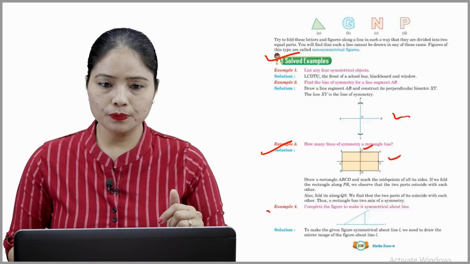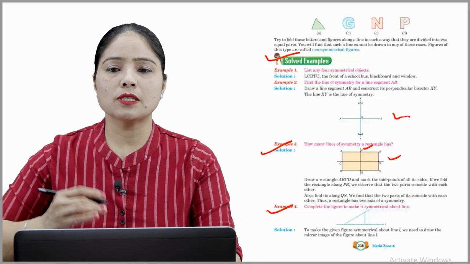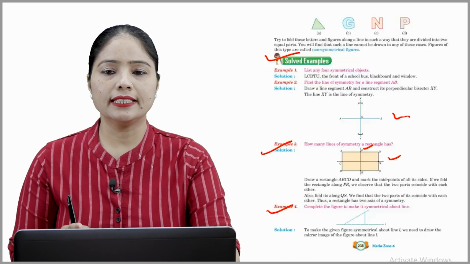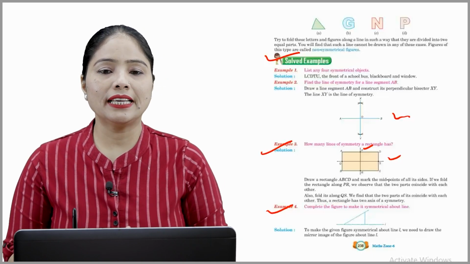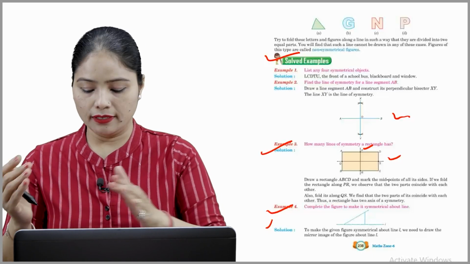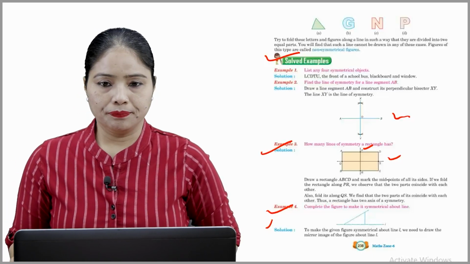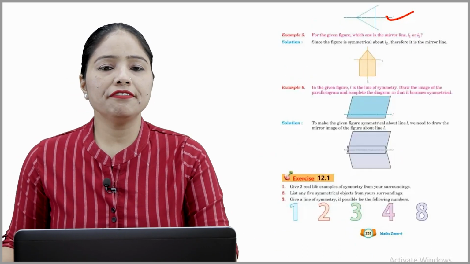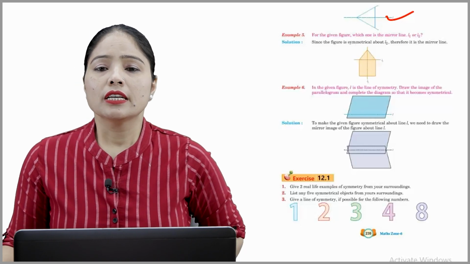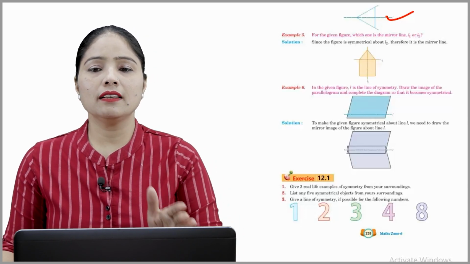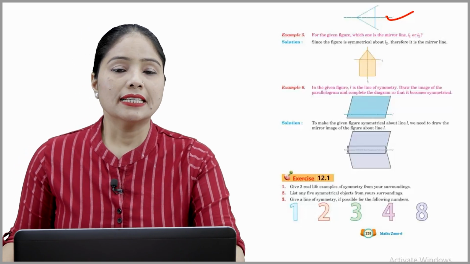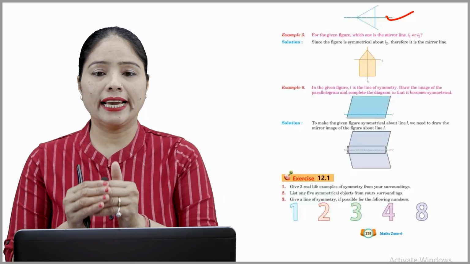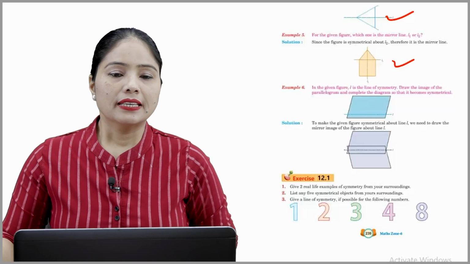Now, example number 4. Complete the figures to make them symmetrical about line L. Solutions. To make the given figure symmetrical about line L, we need to draw the mirror image of the figure about the line. Okay, like this way. Now example 5. For the given figures, which one is the mirror line, L1 or L2? Solutions. Since the figure is symmetrical about L2, therefore it's the mirror line. Okay, like this way.